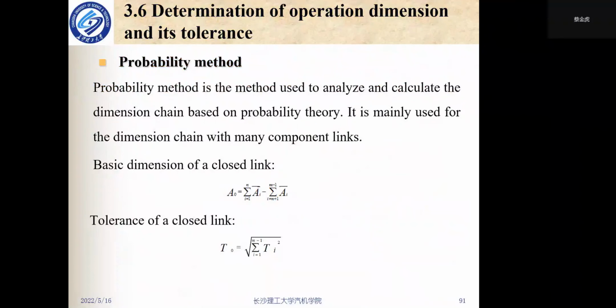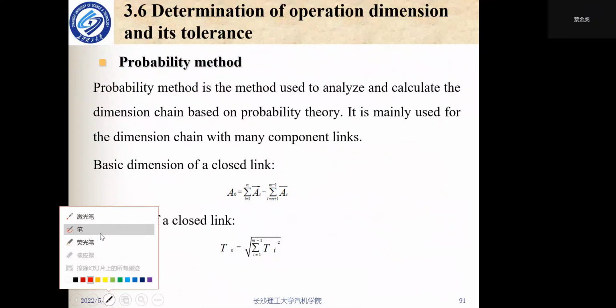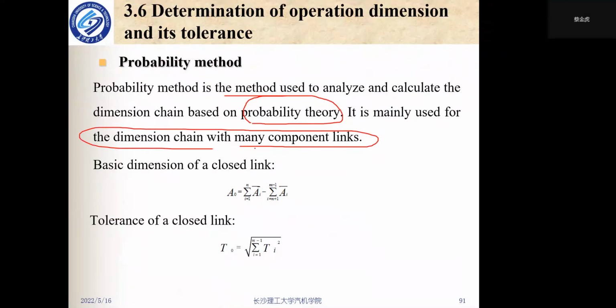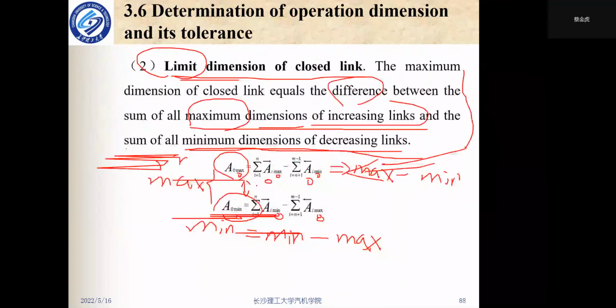method, the probability method. The probability method is the method used to analyze and calculate the dimension chain based on probability theory. It is mainly used for the dimension chain with many component links. And you can see this equation is very simple compared with this and this one.